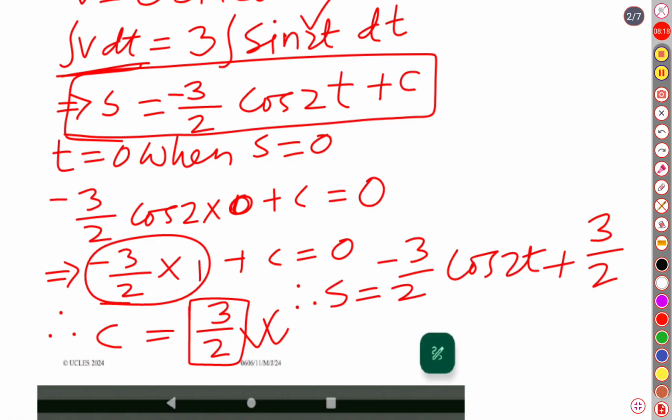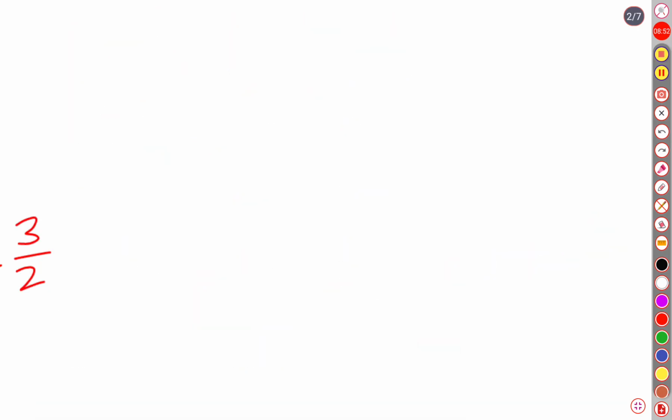So what have we learned from this solution? Whenever velocity is given, if we find displacement, we will do integration, and if we find acceleration, then we will do differentiation. So velocity is very important. For acceleration, we will find the derivative, and for displacement, we will find the integral. These two points I am repeating, so please keep this in mind.